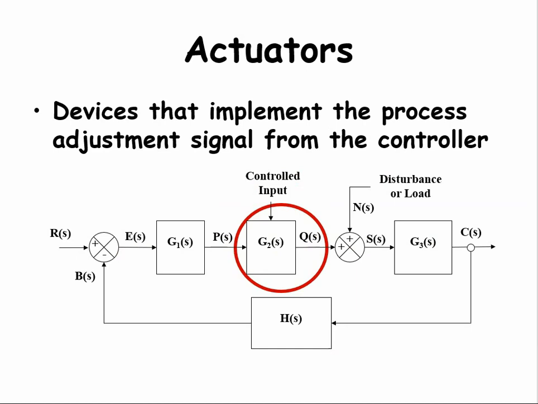Here is the block diagram of our generic closed process. The red circle highlights the actuator, which is going to be described by the transfer function G2. The actuator is different than the other closed-loop process control elements because it has two inputs. One input is PS, which is the output of the controller J1, which we talked about in the previous class. The other input is the manipulated or controlled input.